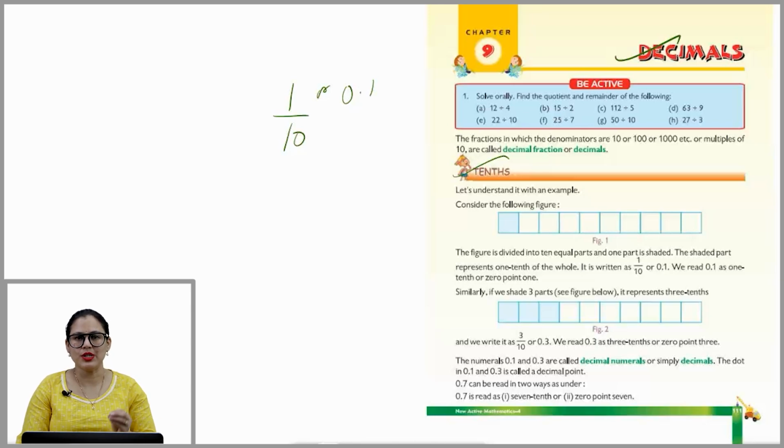The numerals 0.1 and 0.3 are called decimal numerals or simply decimals. The dot in 0.1 and 0.3 is called a decimal point. 0.7 can be read in 2 ways as under. Okay, first one is 7/10. We can read it as 7/10 or as 0.7, right?